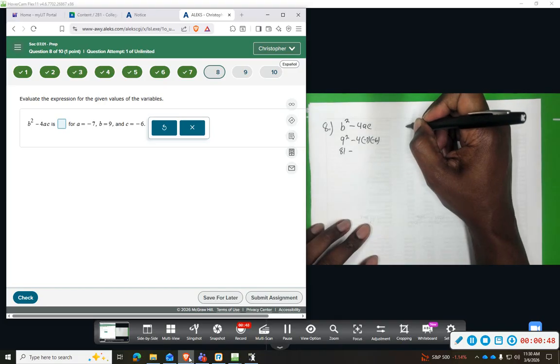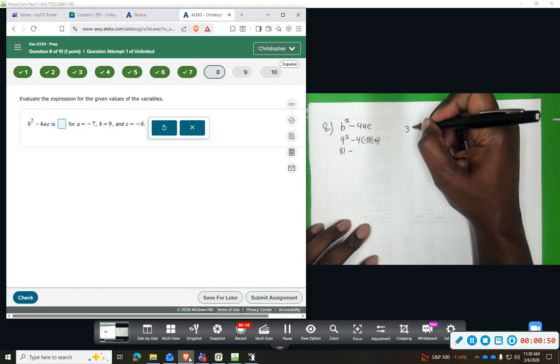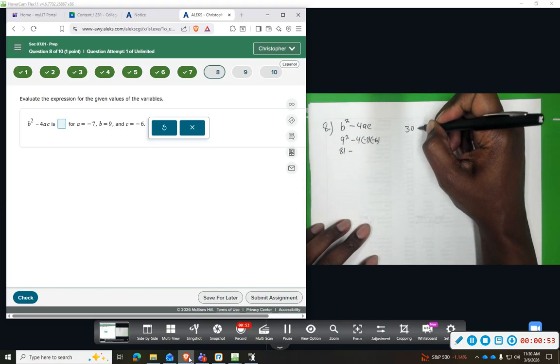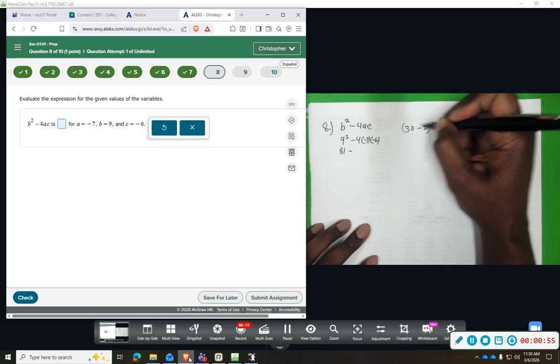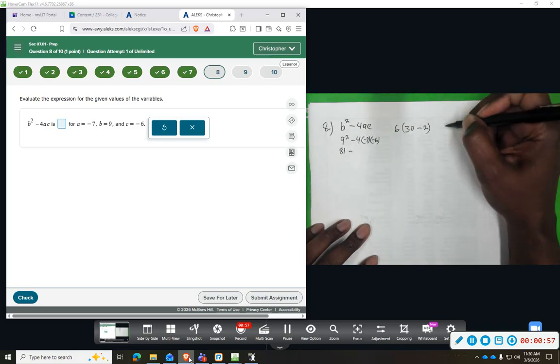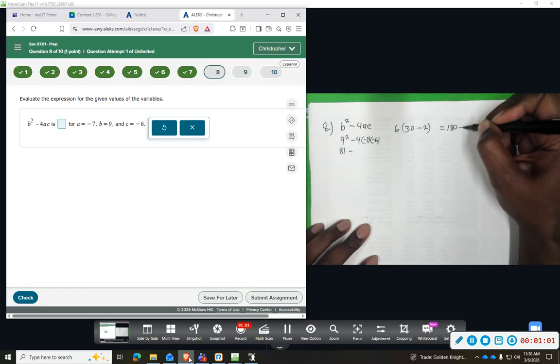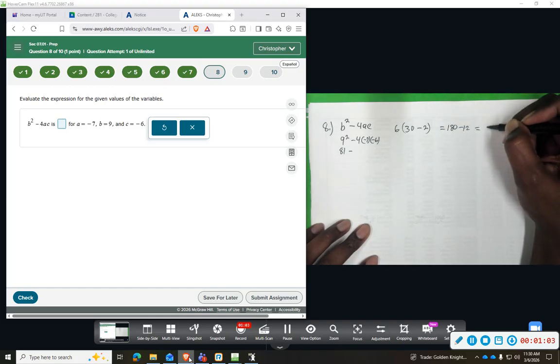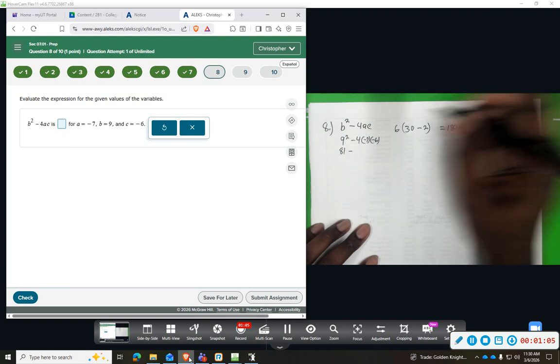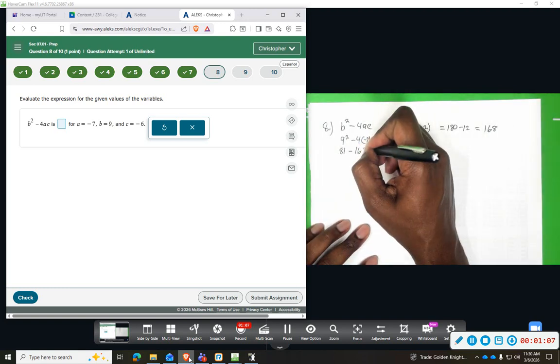So I'm going to do a little mental math. 28 is the same as 30 minus 2, and it's easier to multiply 30. So 6 times 30 gives me 180, and 6 times 2, subtract 12, so that gives me 168. So this should be a negative 168.